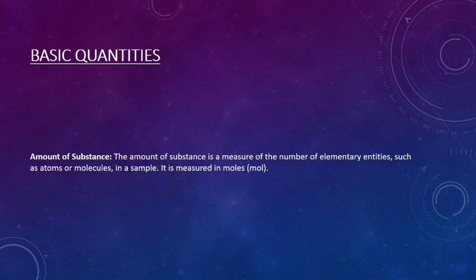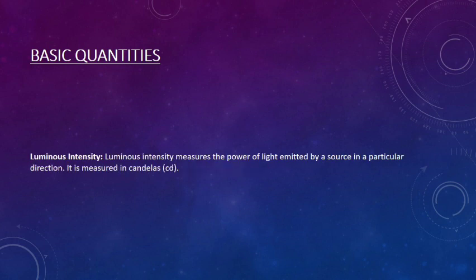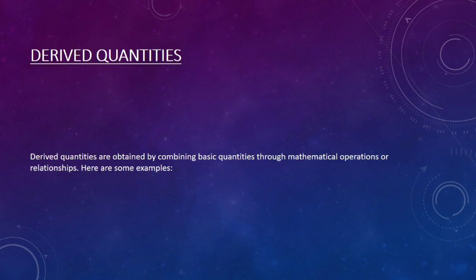Number 6, amount of substance. The amount of substance is a measure of the number of elementary entities, such as atoms and molecules, in a sample. It is measured in moles. Number 7, luminous intensity. Luminous intensity measures the power of light emitted by a source in a particular direction. It is measured in candela.